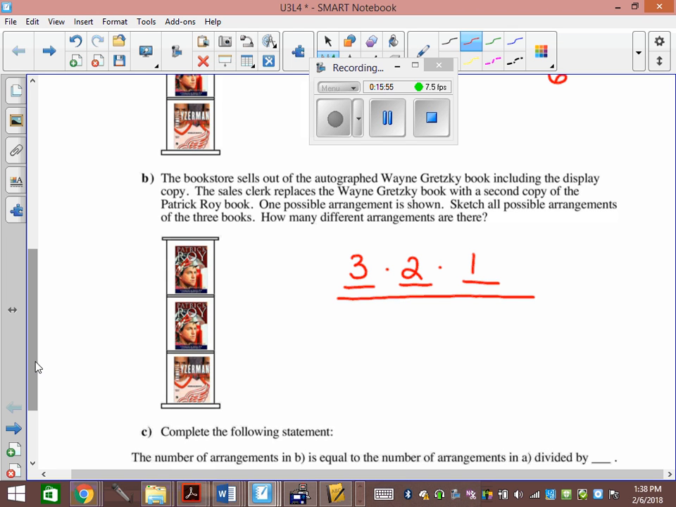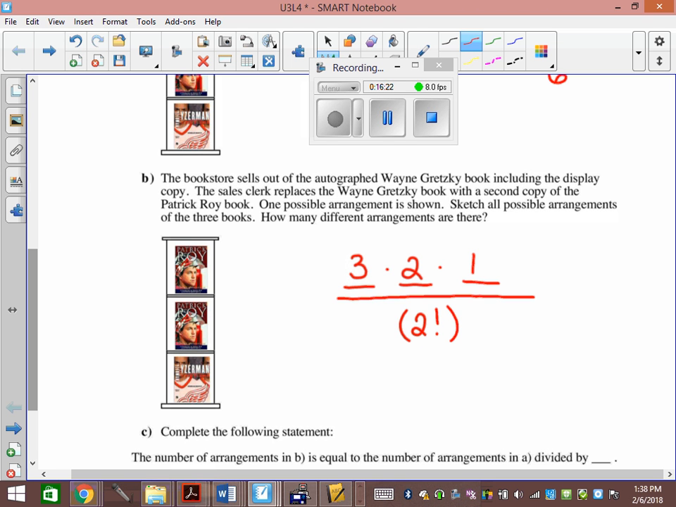3, 2, 1. Okay, we treat the top just like we did before. So we always, even if there's double ups, we always treat them like they're all different, okay? And then we get rid of the issues by dividing out our problems. So we have two books that are the same, right? So we're actually going to divide by 2 factorial then. You always divide by however many double ups or triple ups.